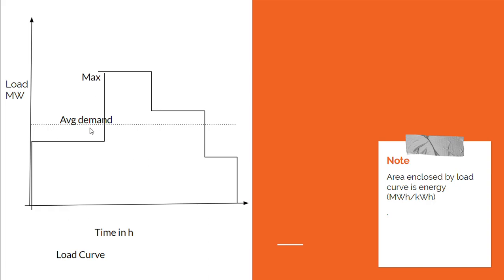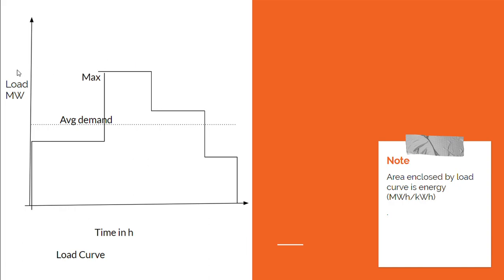Suppose the average demand is 50 megawatt. So the plant load factor would be 50 upon the maximum demand, which is 90. So 50 upon 90 is the plant load factor, whereas the plant capacity factor would be 50 upon this 100, which is the capacity of the plant.